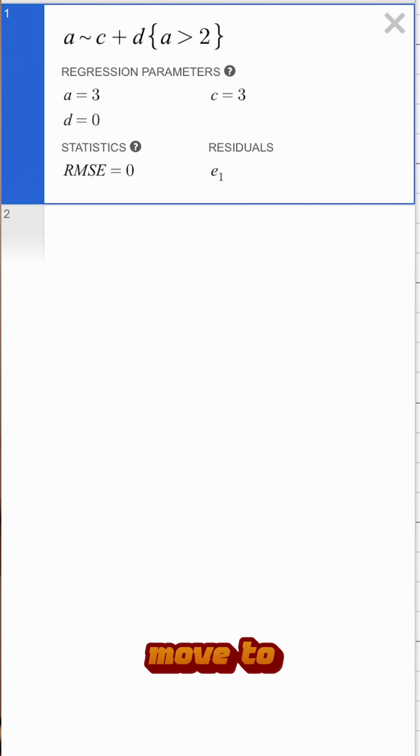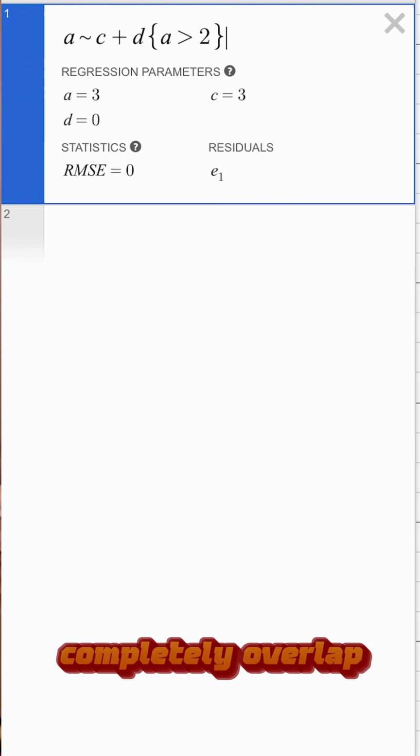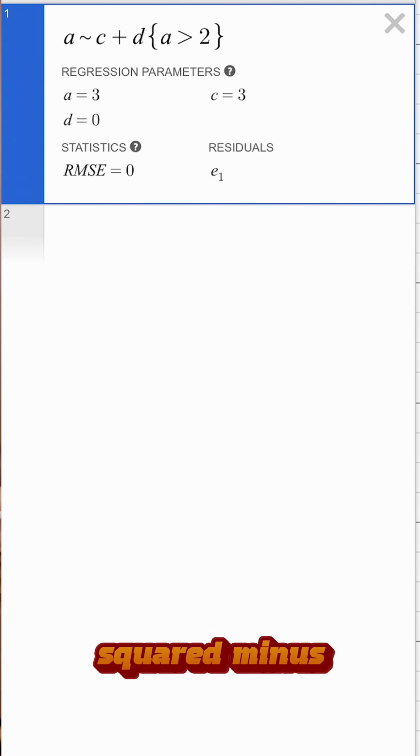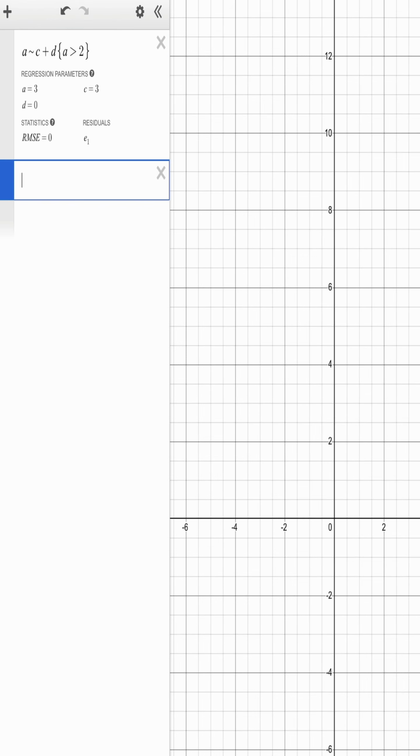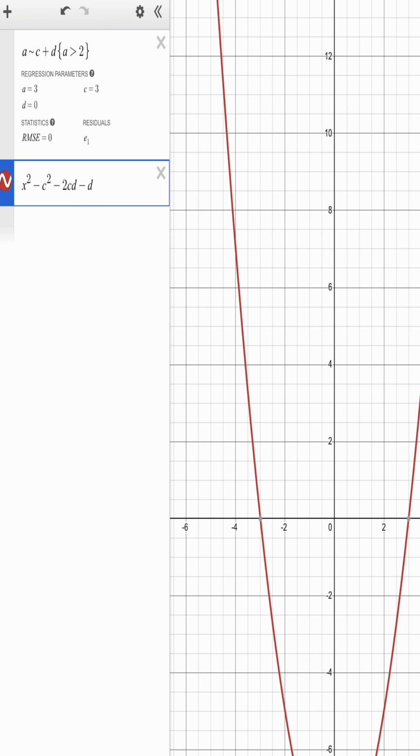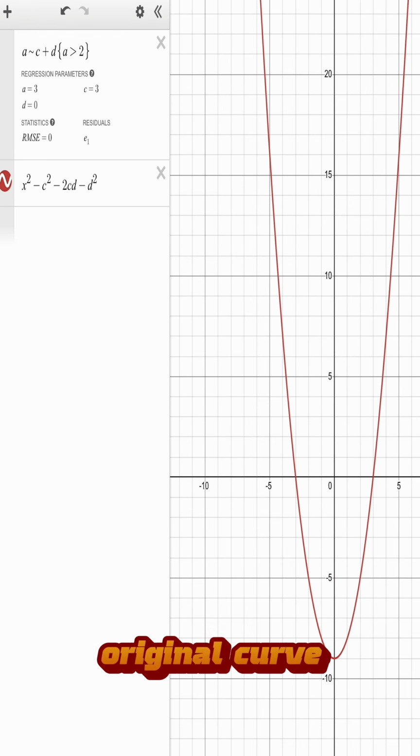I'm going to move to the next expression, which is x squared minus c squared minus 2cd minus d squared, which I'm asked to find the equivalent form of from the choices. I'm going to graph it on Desmos, and compare every single one of the choices to it. The curve which will completely overlap with x squared minus c squared minus 2cd minus d squared is going to be the answer. So this is my original curve, which I'm going to compare every single choice to.